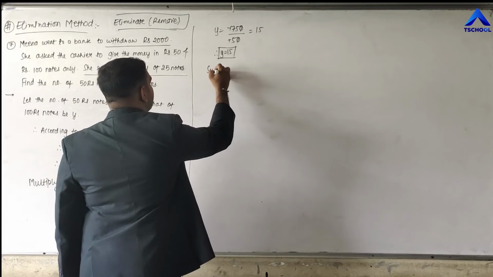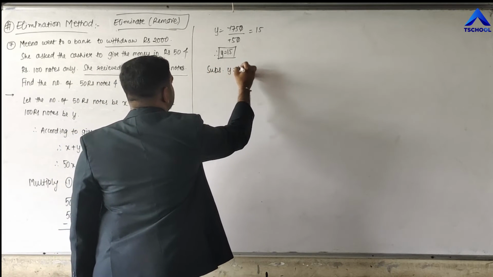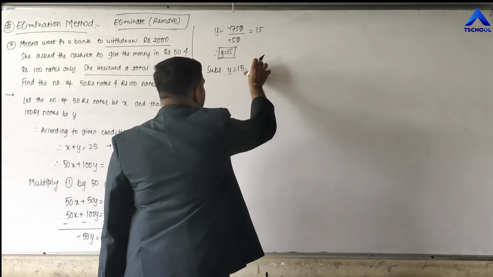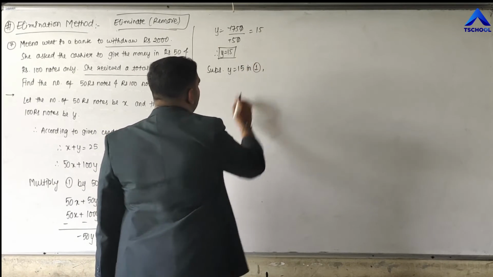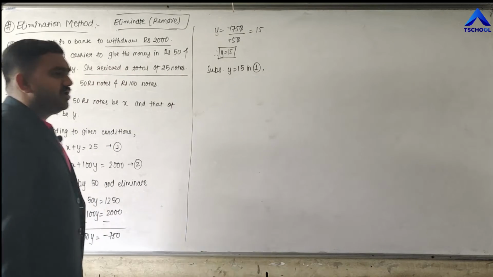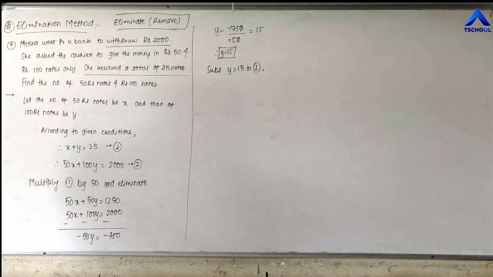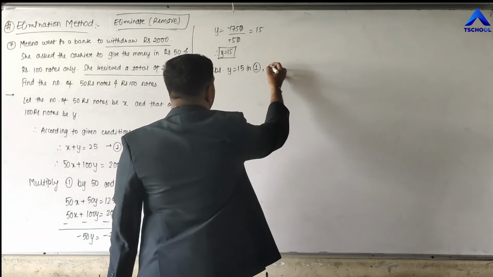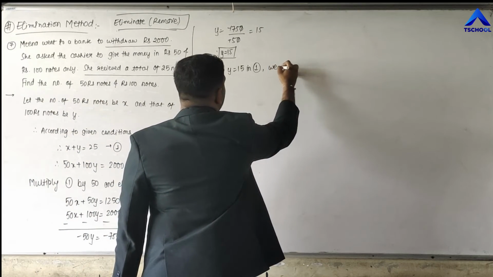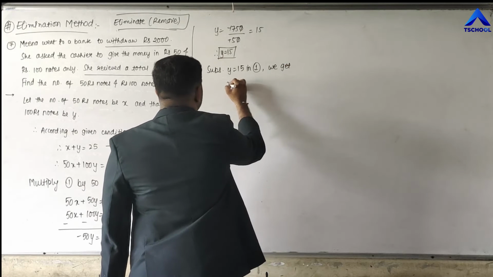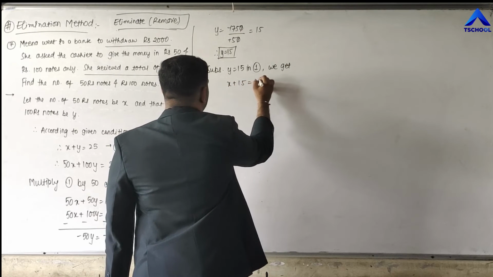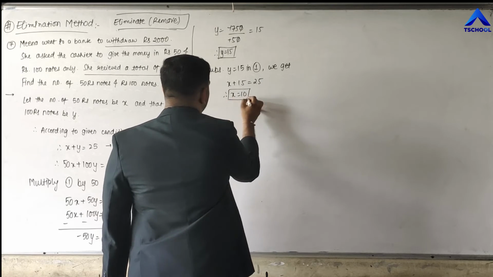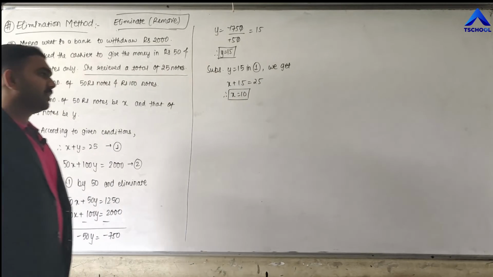Substitute y equals 15 in equation number 1. That will make my solution easier. So I am substituting it in equation number 1. You can also substitute this in equation number 2, that won't make any difference. So with y equals 15 in equation number 1, we get x plus 15 equals 25, and hence x equals 10, right?